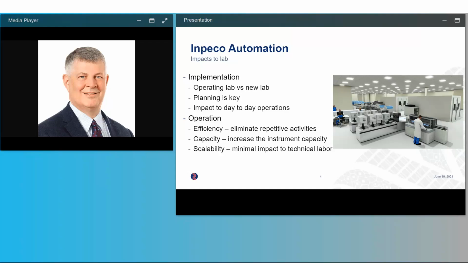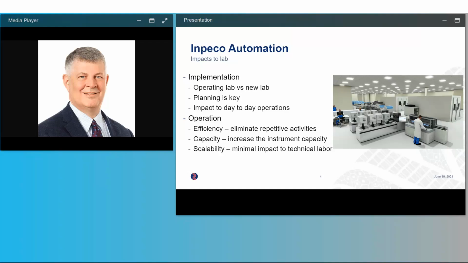For the impacts from an operational standpoint, and in full disclosure here, we're about to go live in the next couple of weeks. But based on everything we've seen so far, we expect to see significant efficiencies coming out of this, eliminating repetitive activities, especially in the pre-analytical. The moving of specimens around the laboratory, searching for specimens for add-ons, disposing of specimens at the end of their life cycle, all of the other things that are involved in specimen movement, that goes away.